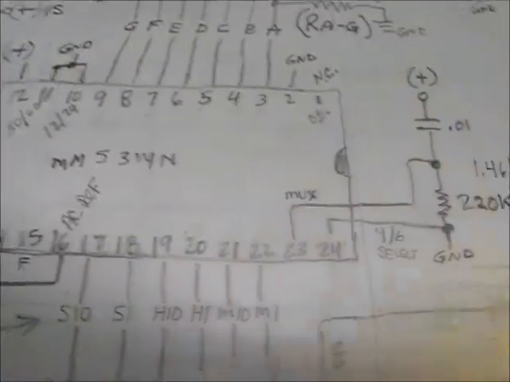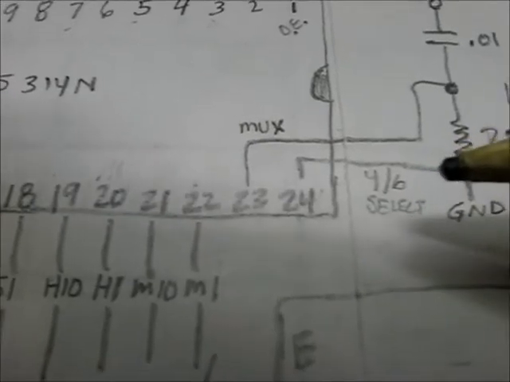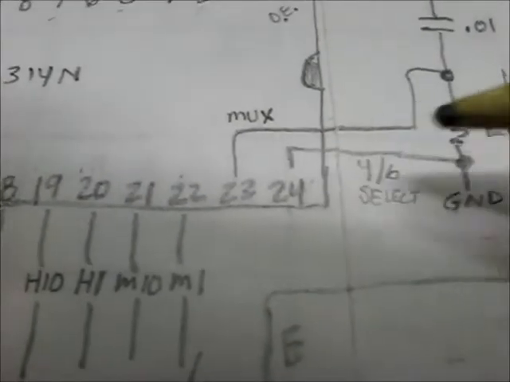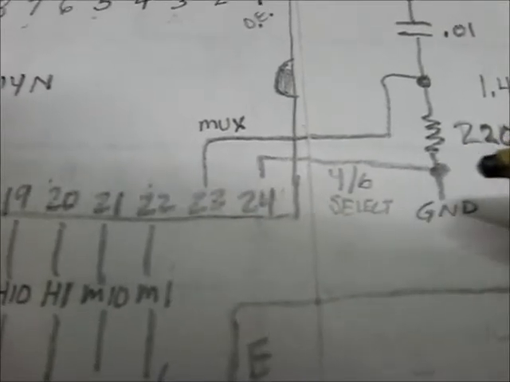Alright. Okay, 2 more things before I forget. 4 or 6 digit select at pin 24. I grounded it here because we want 6 digits to operate. If you leave it open, it's 4 digits.